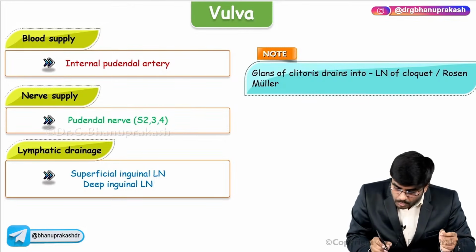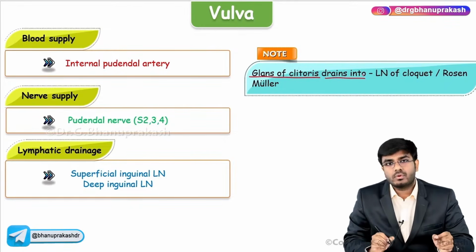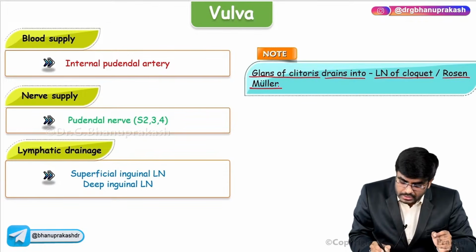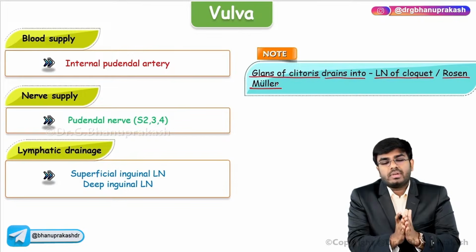Guys, please concentrate on this point. The glands of the clitoris are going to drain into which lymph nodes? This is the MCQ: lymph nodes of Cloquet or Rosenmüller lymph nodes. Okay, now after seeing this, let's talk about the vagina.